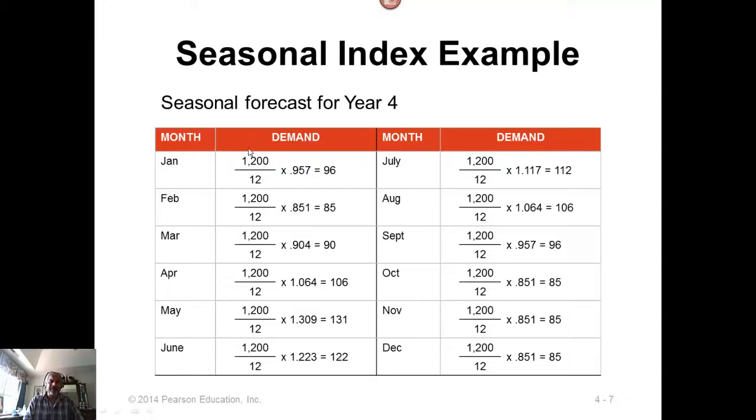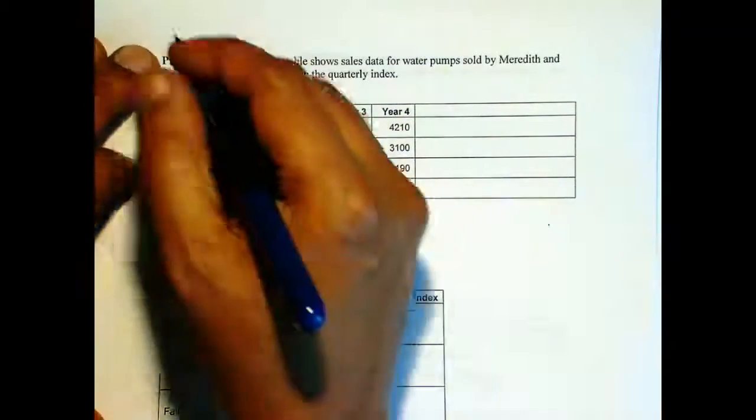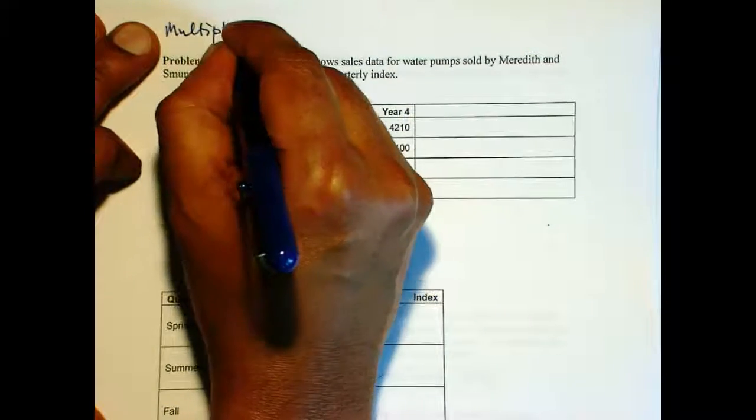Now this 1200 may come from either the moving average method or one of the exponential smoothing methods, or it could be a trend adjusted forecast as well. Okay, let's look at a multiplicative model example. So this is the multiplicative approach.